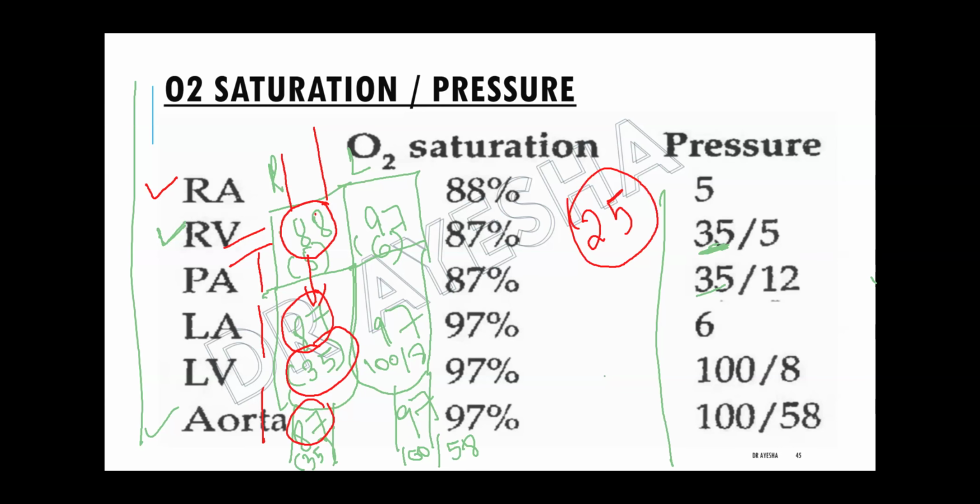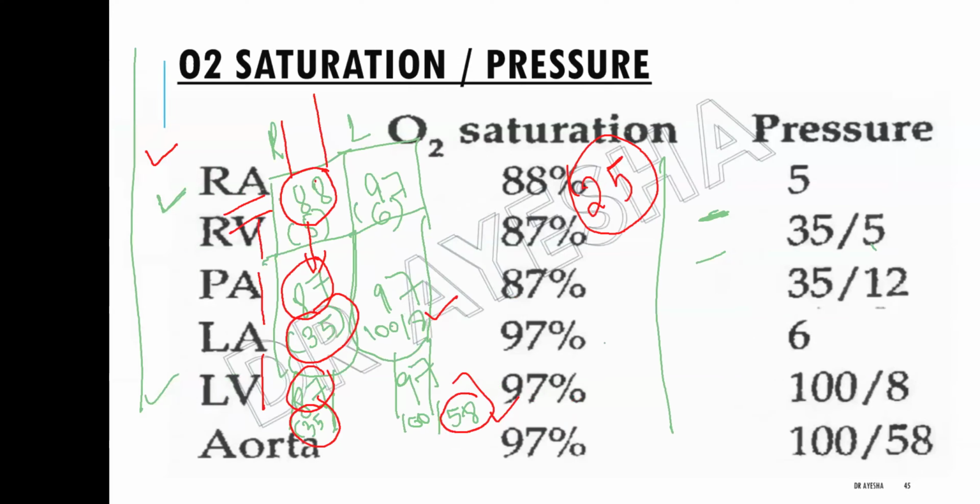Right ventricle pressures are slightly high. The same goes for the pulmonary artery as well. That is also 35. When I go back to the left-sided pressure, the atrium is okay. Left ventricle 100 by 8, okay. But when I go into the aorta, I find a very abnormal thing. Can you see the diastolic difference? 58. This is 58. Don't you think this is such a difference in the diastolic?